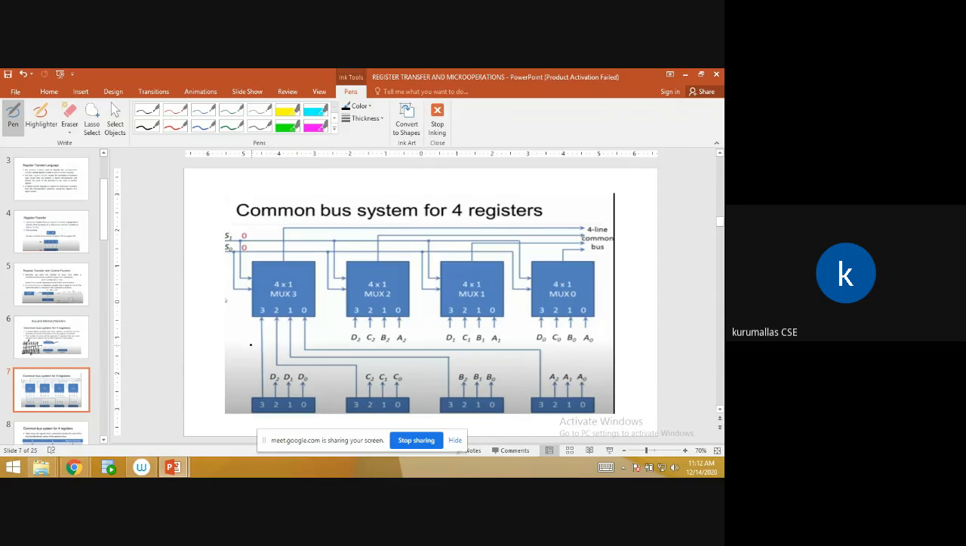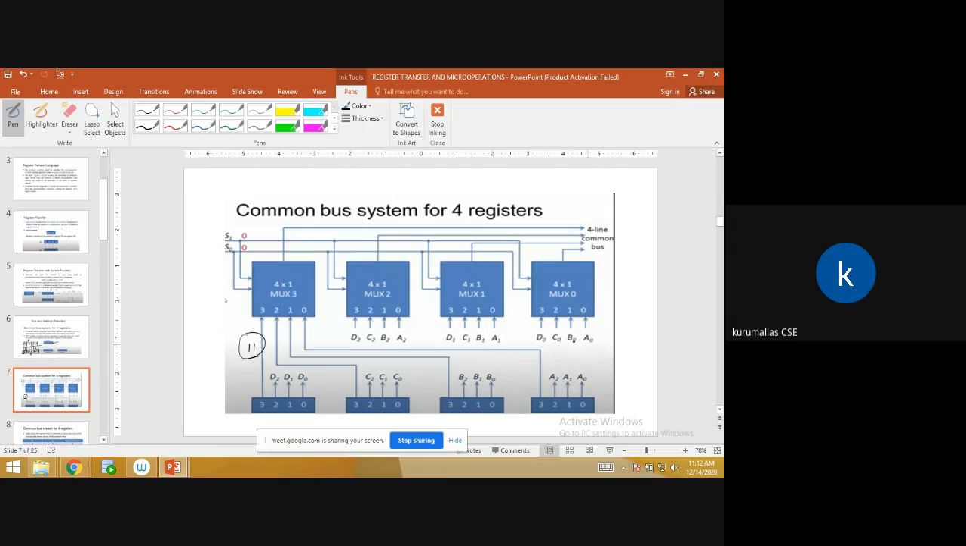This is for one register. What is the multiplexer thing? In the same way, if you want to represent this one, all twos are there: A2, B2, C2, D2. D2 is connected to this one, C2 is connected to this one, B2 is connected to this one, and A2 is connected to this one, right? In the same way, all ones: A1, B1, C1, D1. So all ones are selected from these registers. These all ones D1, C1, B1, A1, all these are outputs of the registers acting as input to the multiplexer, right?